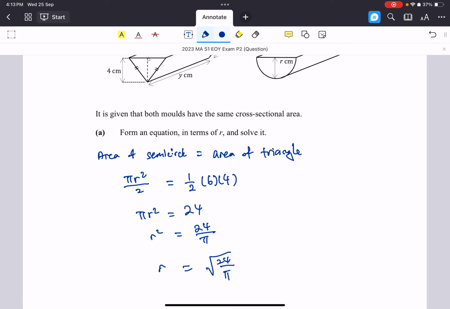Now we're taking the positive root, right? Because r is the length. We don't need the plus minus here because it cannot be a negative length. Okay, so you press your calculator. This will give us 2.76 centimeter rounded off to 3 significant figure. Okay, right, moving on, next one.